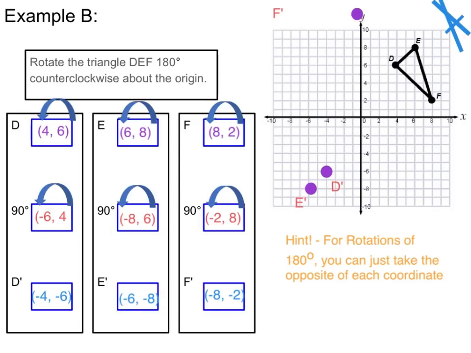Then my last point is at negative 8 and negative 2. And I'm going to call that F prime. And then I'm going to bring in my straight edge, and I'm going to go ahead and make my triangle.